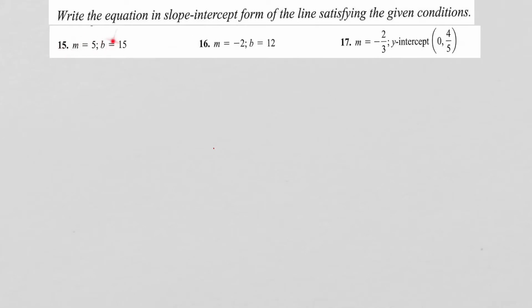Okay, for number 15, if we write this in the form of y is equal to mx plus b, here's our m, so y is equal to 5x, and here's our b, so plus 15. And that's slope-intercept form.